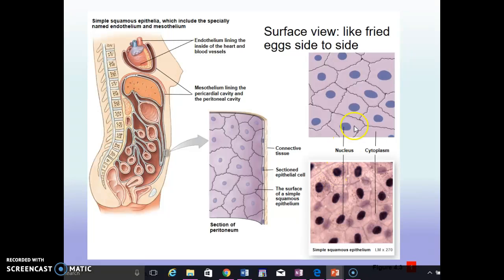So here's a picture of, this surface view is what you would see if you were to scrape your cheeks and pull off an entire layer. Usually when we scrape our cheeks and look at the cells under the microscope, they're separated from each other because those desmosomes holding the cells together have been broken. But here's this single layer of cells. So the endothelium lines the heart and blood vessels, and the mesothelium lines the pericardial cavity and the peritoneal cavity.